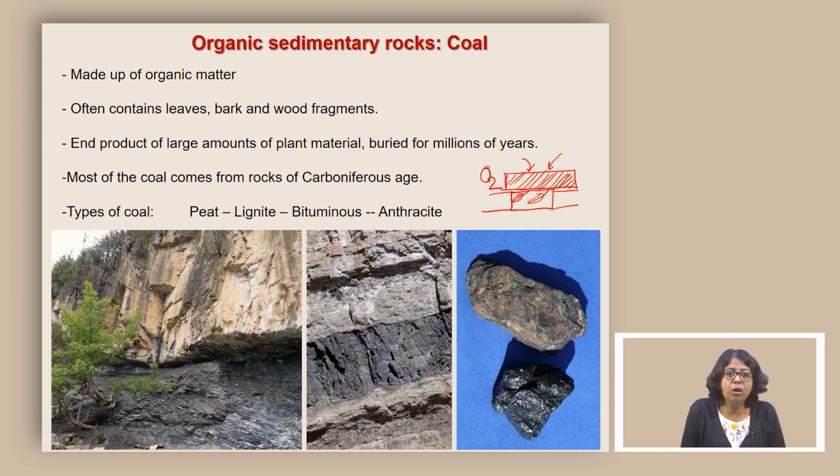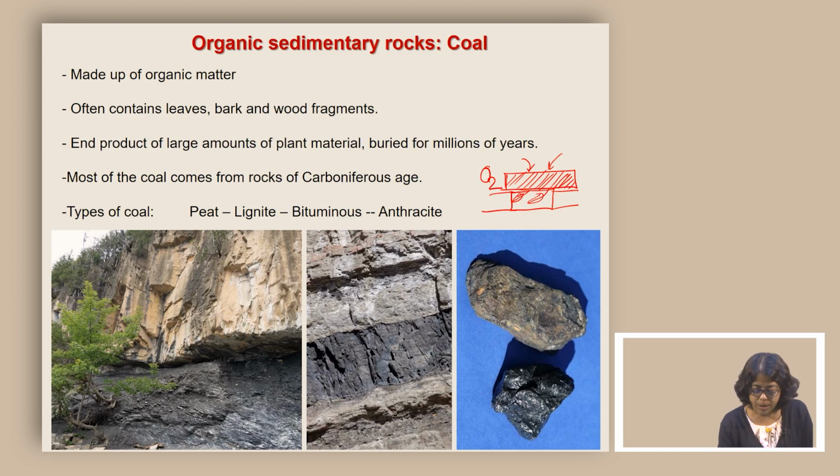And most of the coal comes from the rocks of Carboniferous age. This is a particular time in the geologic time scale, and because of the higher degree of coal production, or carbon heavy production of the organic material, it is called Carboniferous. So, there are 4 types of coal. These primarily show you the increase in relative concentration of carbon. It starts with peat, then goes to lignite, then goes to bituminous, and finally anthracite.